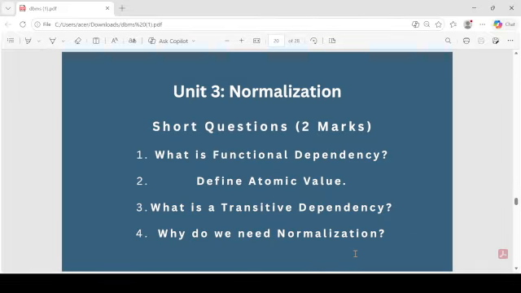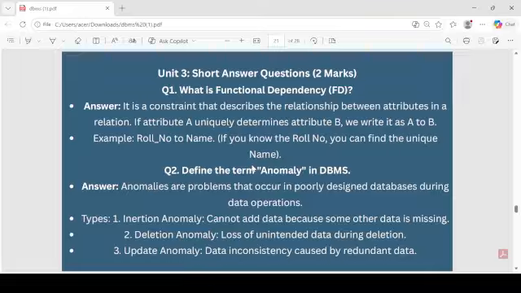Now let's talk about the unit 3 questions, which is normalization. These are the 2 mark questions. What is functional dependency? This is important. Define atomic value, what is transitive dependency, and why do we need normalization? These are the 2 mark questions that mostly come in your exams.